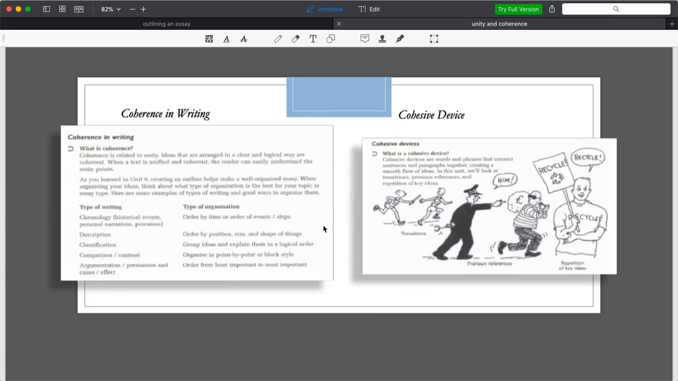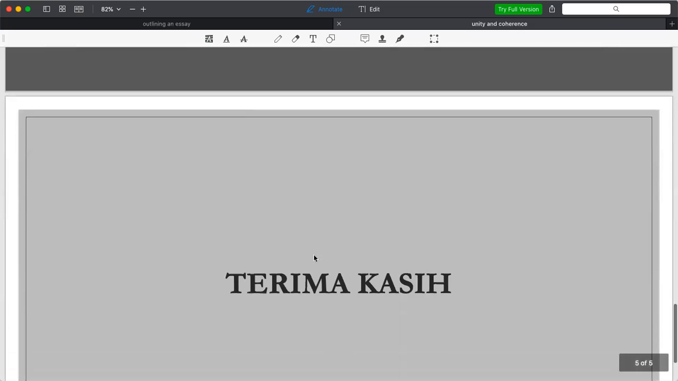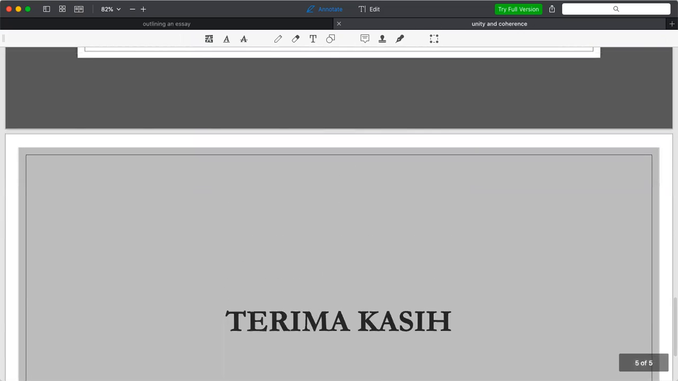So cohesive devices are somewhat like, for example, using "him" to replace the name of a person previously mentioned in the previous sentence, and then pronouns that serve as references to the previous nouns mentioned in earlier sentences. That's the cohesive device.